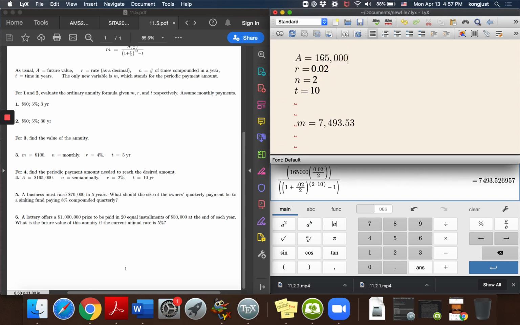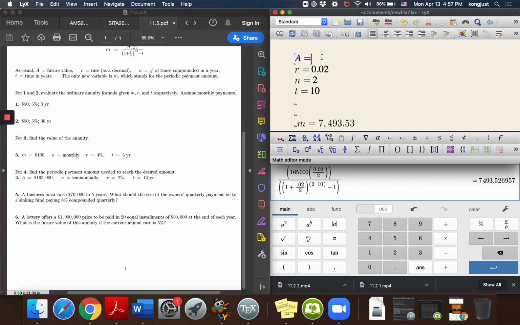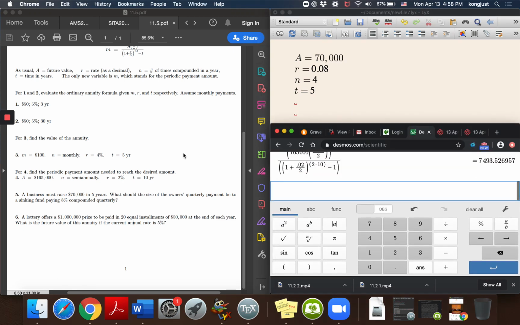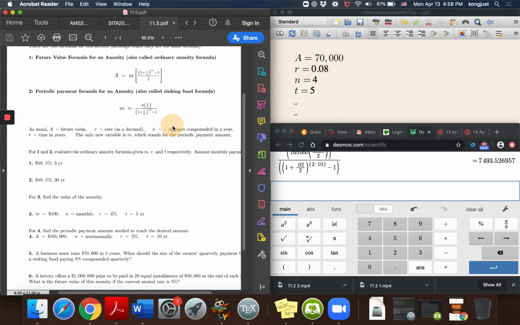All right, so let's look at the facts we got. We know that we want A to end up with 70,000. We know that the rate is 8%. Okay, that's nice. Now, it's compounded quarterly. Quarterly means 4 times in a year, and we know we need it in 5 years, so T is equal to 5. All right, so let's just plug those values into our formula. Again, this is the formula here for the periodic payment amount.